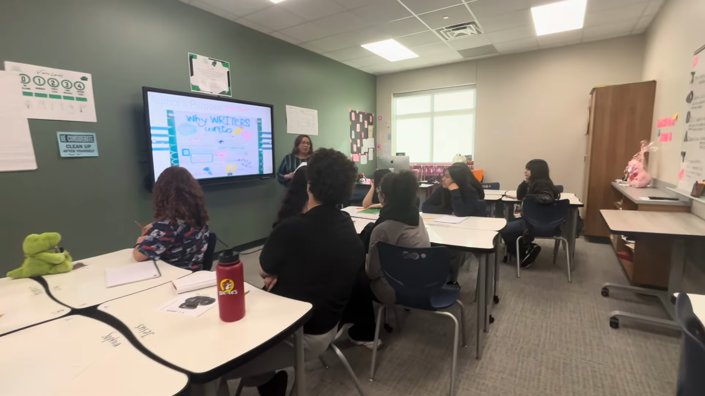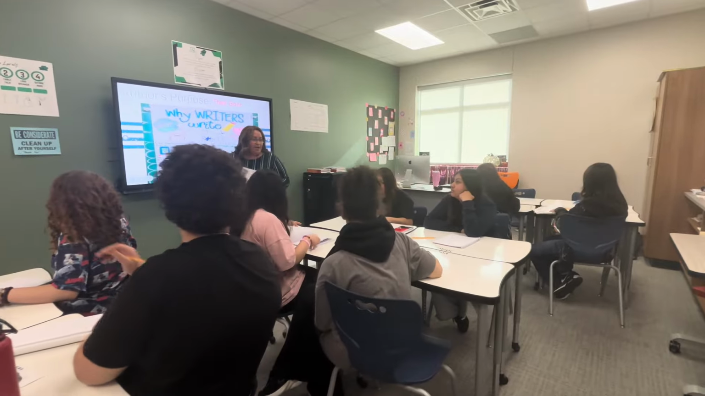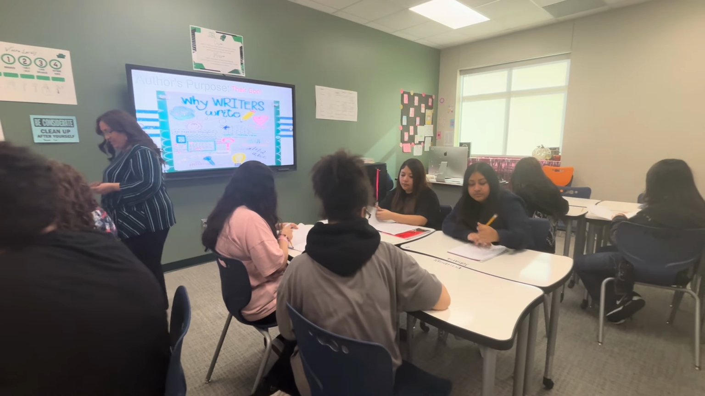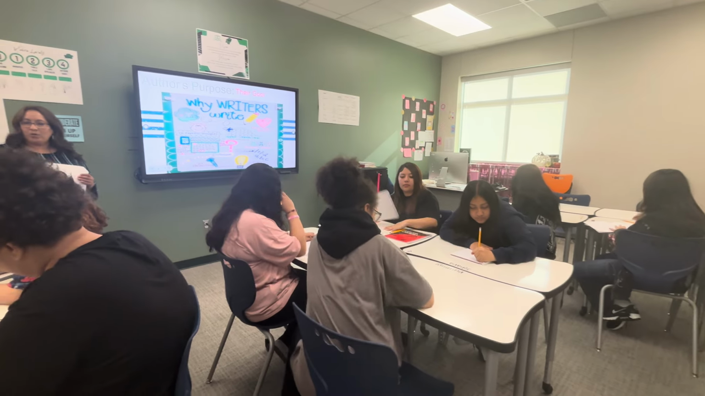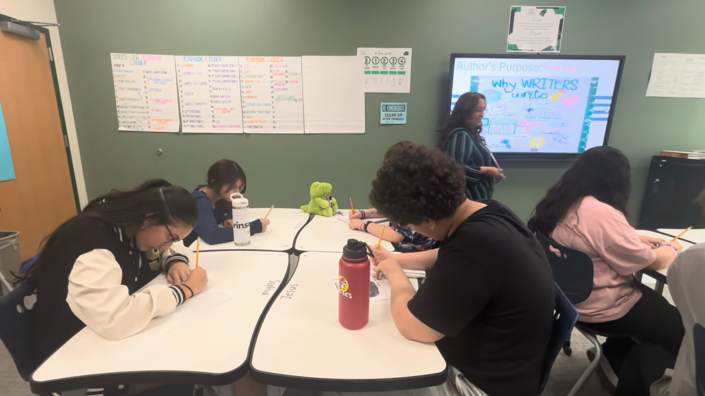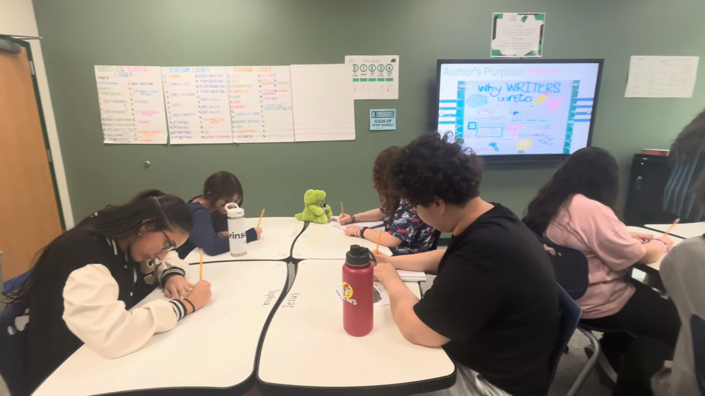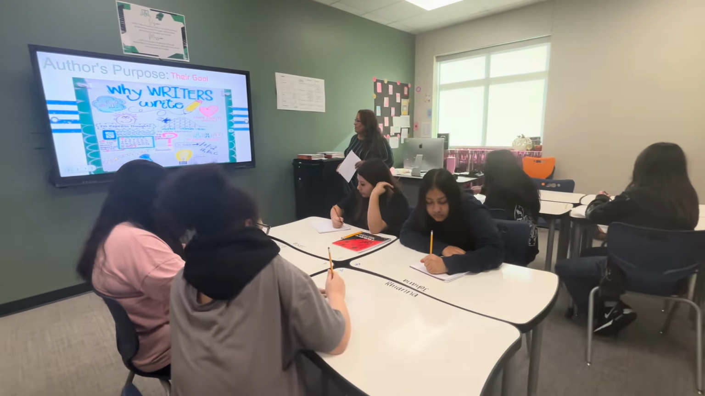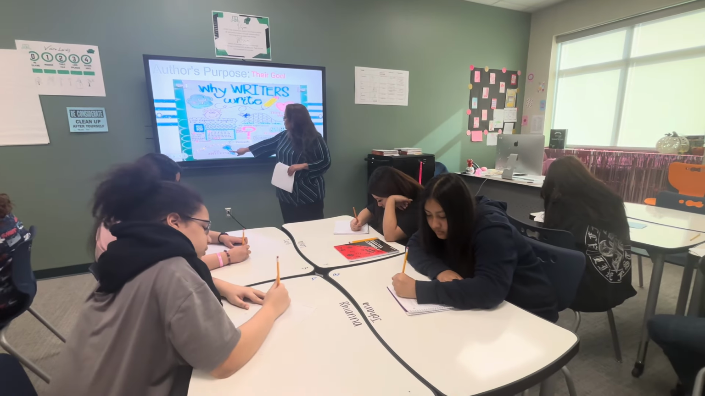I want you to open up your journals and do a quick write for about 1 minute about the different types of author's purposes along with an example. So we're going to have about a 1 minute quick write, writing down different author's purposes and an example. And some are listed on the board: to inform, to persuade, to entertain.